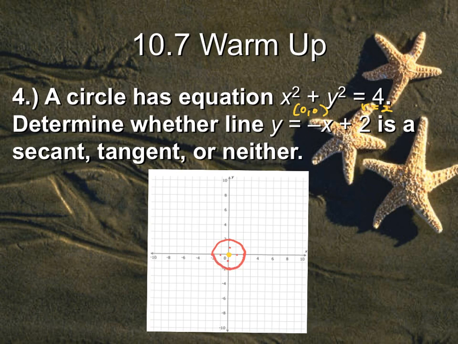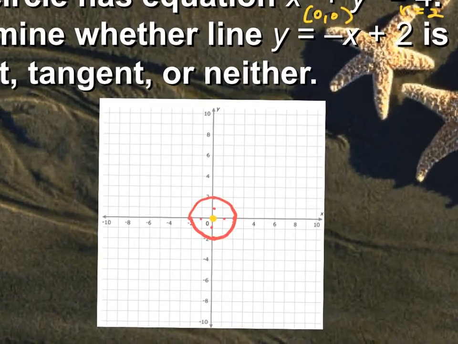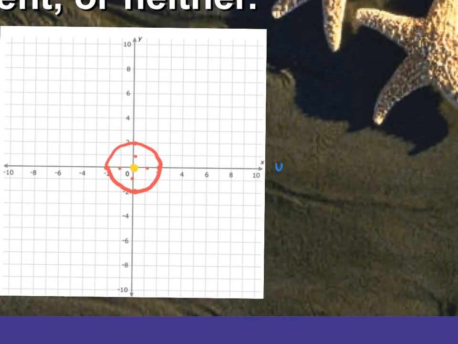And it says determine whether line y equals -x plus 2 is a secant, tangent, or neither. So I'm going to plot y equals -x plus 2. My b is the y-intercept, so +2. My slope is -1 over 1. So I go down 1 and to the right 1, down 1 to the right 1 again. And here's my line. Because it crosses through my circle, this is a secant.